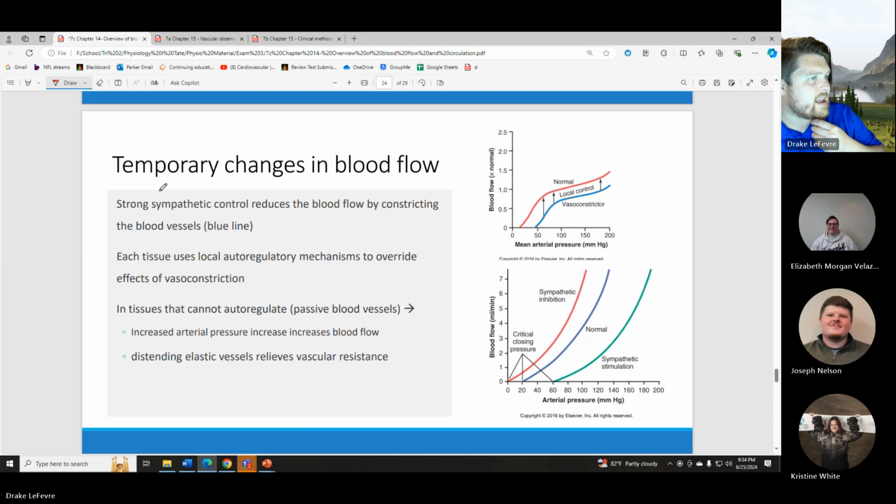Anyway, temporary changes in blood flow. Sympathetic nervous system, fight or flight, blood needs to move fast. Sympathetic control reduces the blood flow by constricting the blood vessels. With sympathetic activation, our fight or flight response, what parts of our body are going to need more blood and what parts of our body would need less blood?